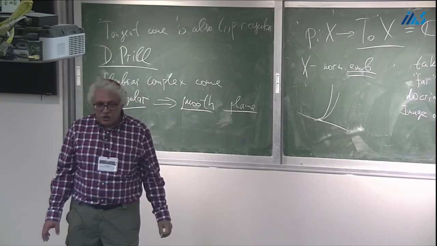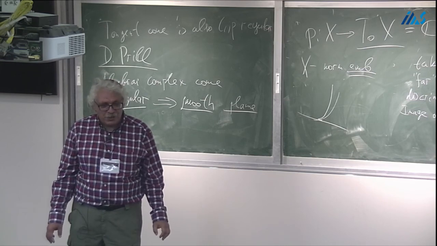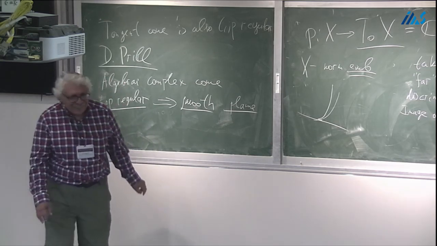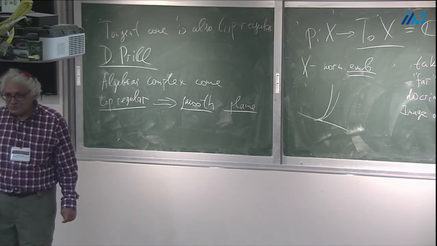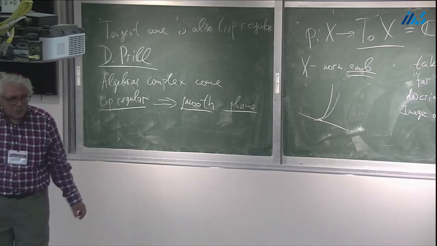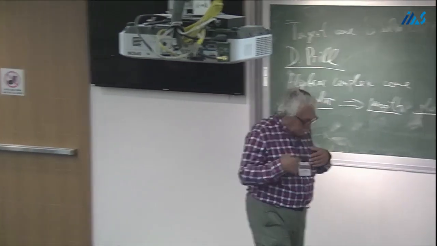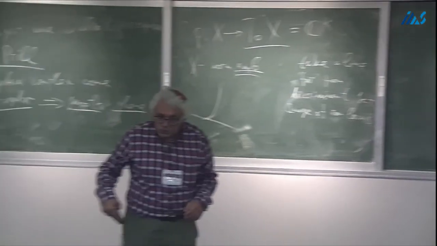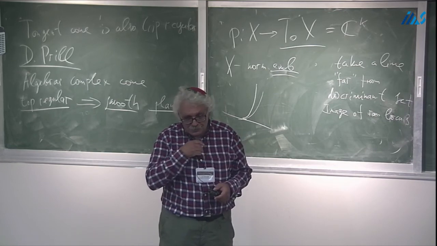But you want me to prove the JSJ decomposition for the links? This was the question. Not now. Not now, okay. Yes. Only Seifert fibers. It's a graph manifold. It's a graph manifold. Yeah.